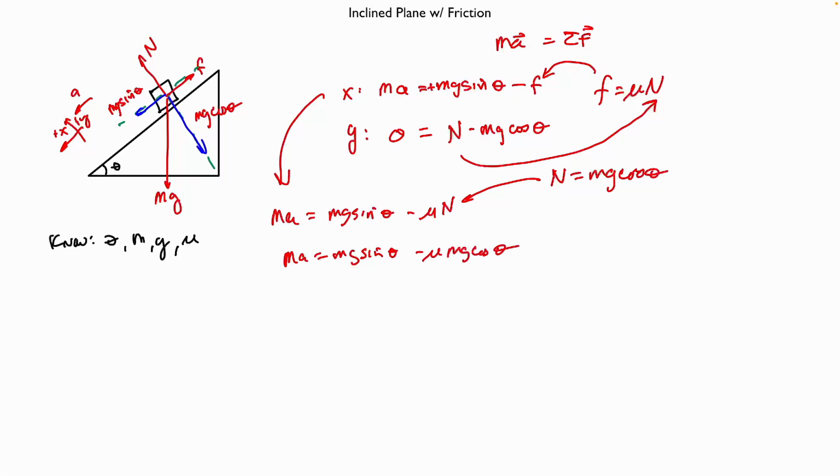And now can I divide by m? I mean, I can't always, but what's the magic here? It cancels out. Why am I allowed to just cancel these out? They are in every term, right? If I divide every term by m, it all becomes ones. Okay, so that means my acceleration is g sine theta minus mu g cosine theta.